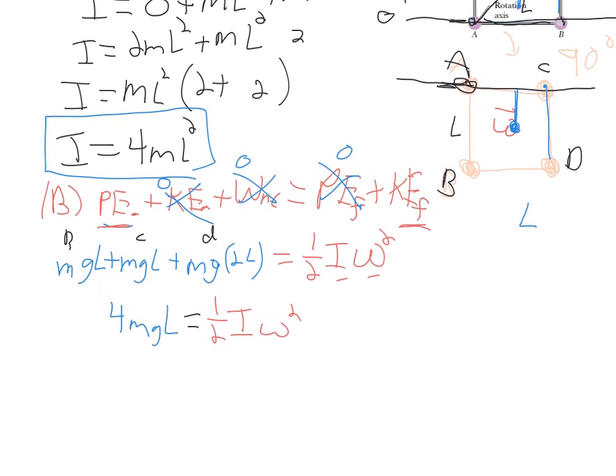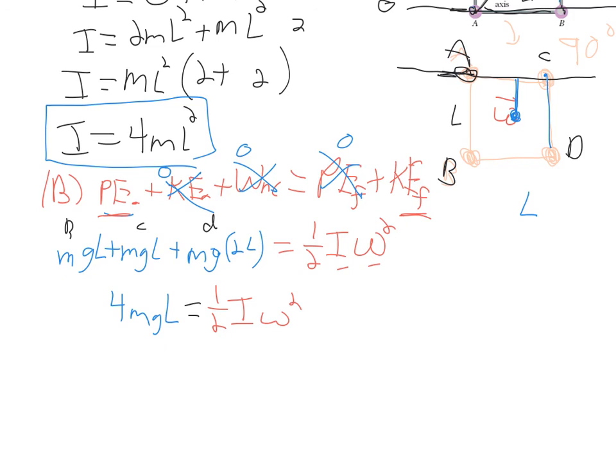But from here, we should be able to easily determine what our omega value is, because now we know what our gravitational potential energy is that we started with. So we can multiply both sides by 2, divide by I, and you should find that omega is going to be equal to the square root of 8mgL over I.